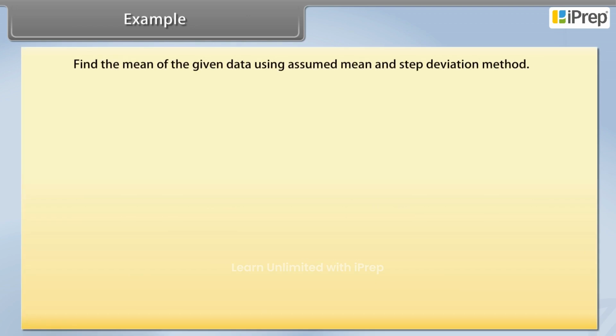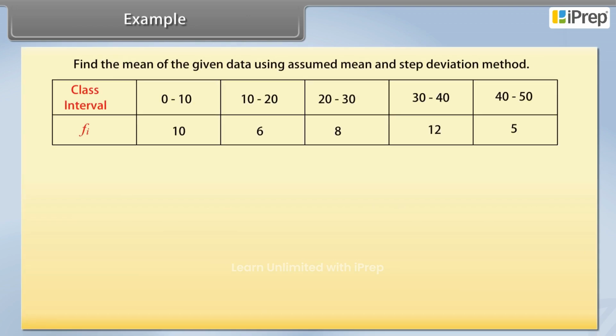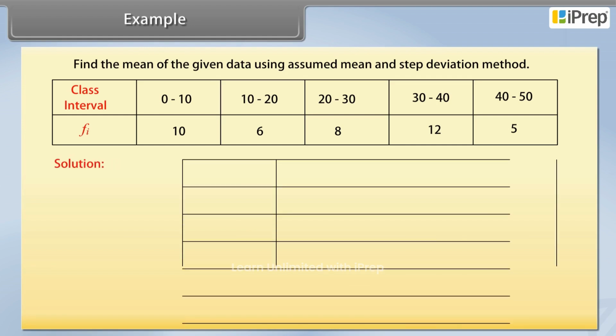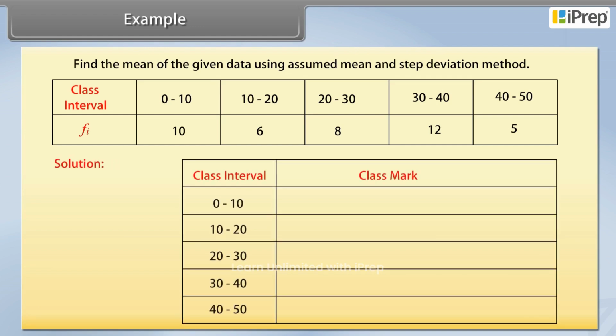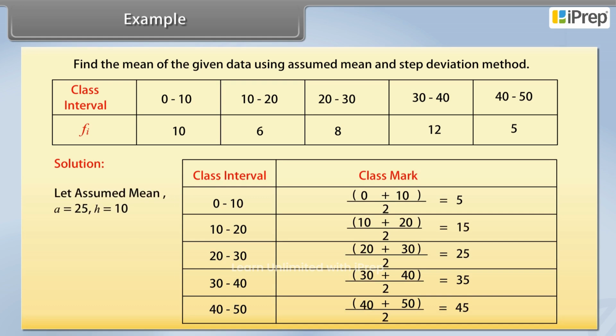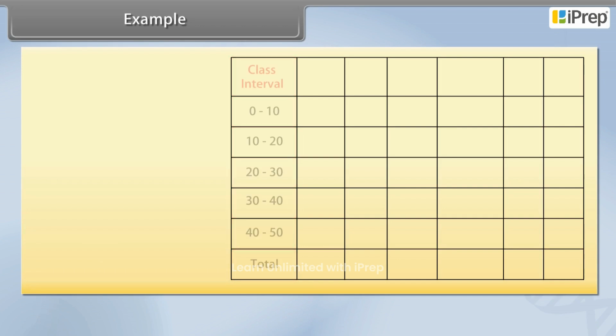Example. Find the mean of the given data using assumed mean and step deviation method. Solution. First, we find the class mark for each class interval by using the formula class mark equals upper class limit plus lower class limit divided by 2. Let assumed mean a is equal to 25, h equals 10. In the first column, we have written the class interval, and in the second column, we have written the frequency of the respective class interval. The sum of frequencies is 41.